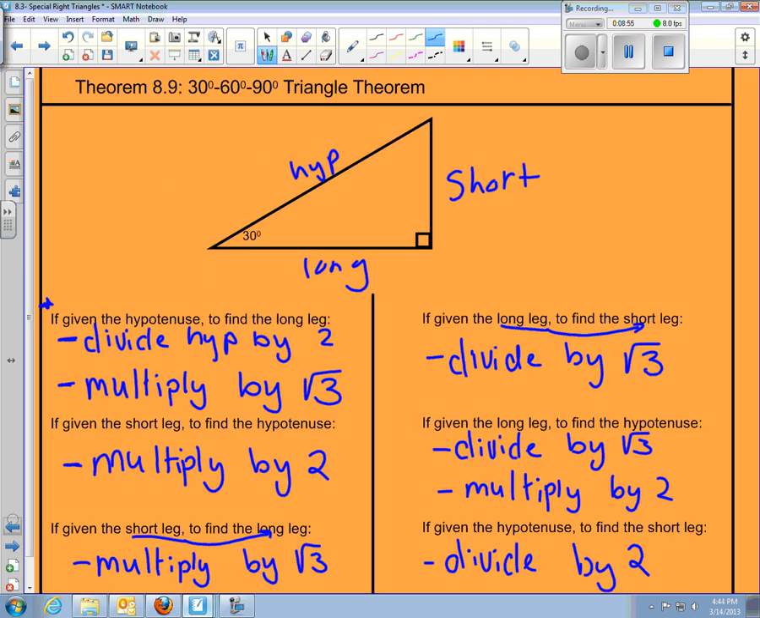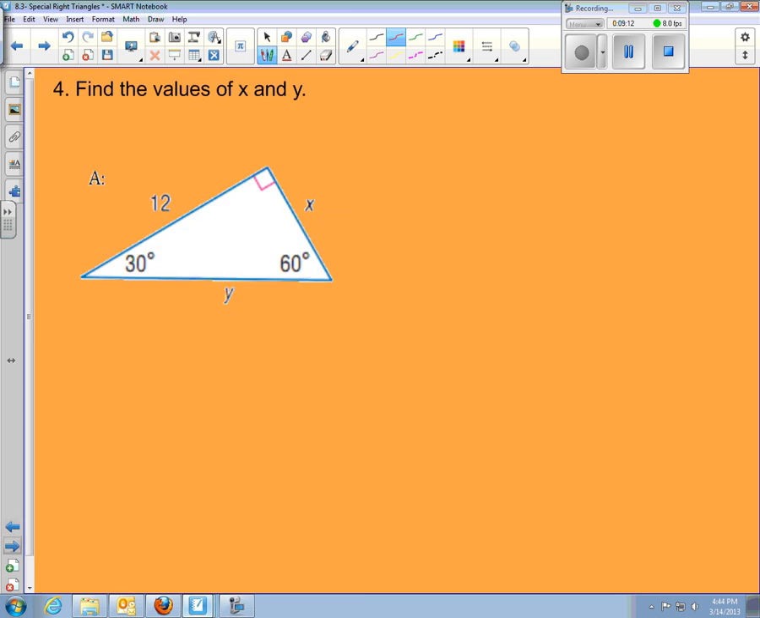So I always recommend to my students, go back and look. If given the long leg, to find the hypotenuse, we have this rule. And if given the long leg, to find the short leg, we have that rule. Well, I really like doing the least amount of work as we have to. And so let's go ahead and find the short leg first, because it's only 1 step.